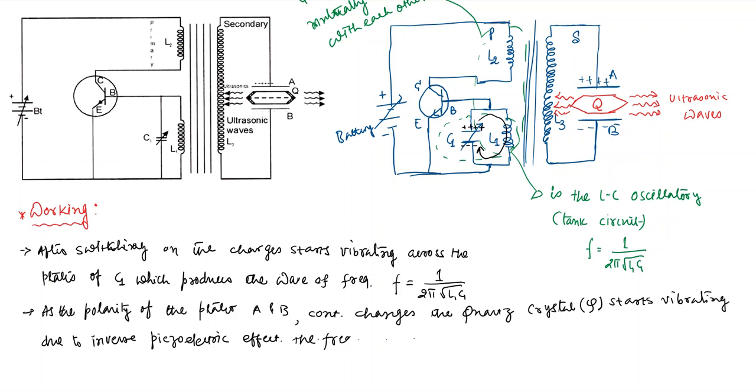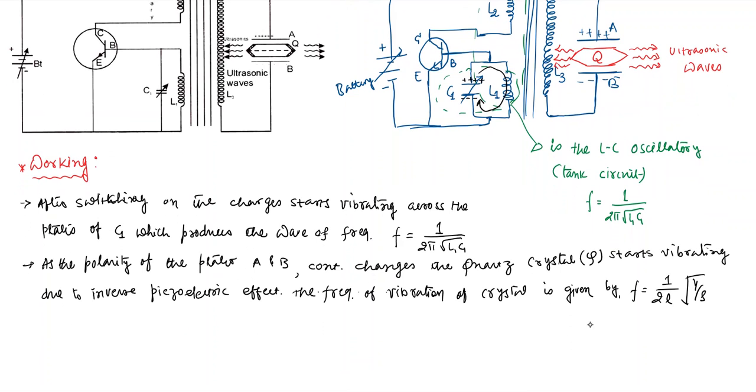The frequency of vibration of the crystal is given by f is equal to 1 upon 2L under root Y by rho, where L is the thickness of the crystal. Remember that it is the thickness of the crystal.